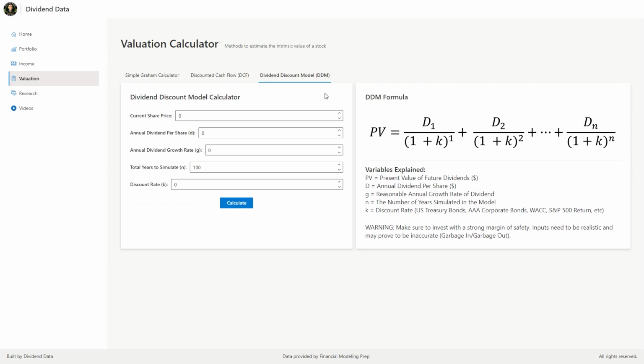Today, I'm going to explain how to value dividend stocks using the dividend discount model. Let's get right to it.